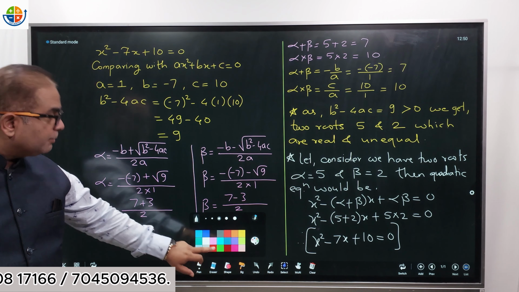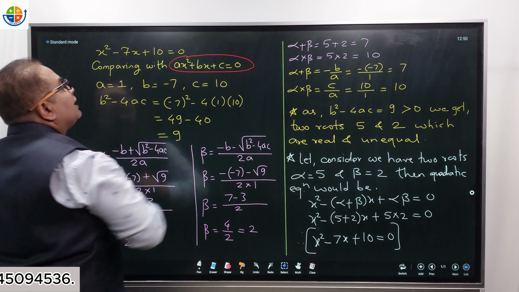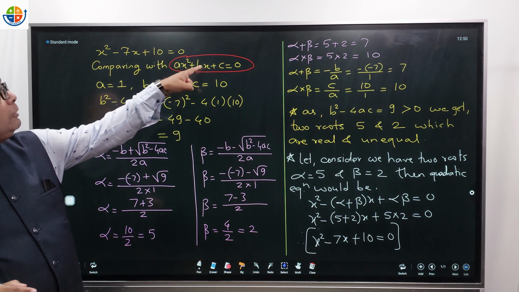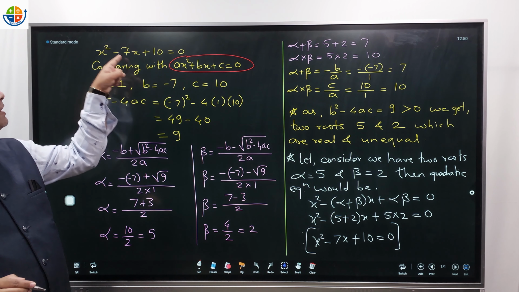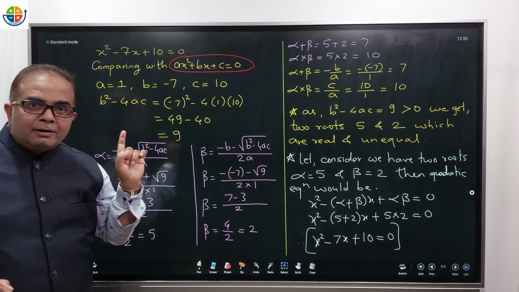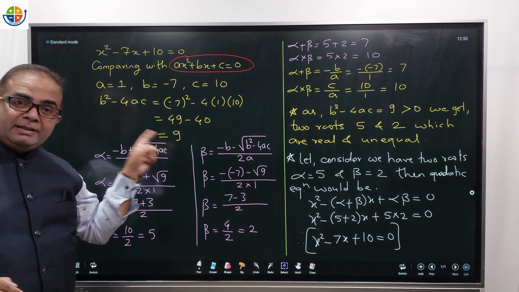This is my general form, right? So with this, I got the value of a as 1, the value of b is equal to minus 7, and the value of c is equal to 10. So if I find out b square minus 4ac, my answer is 9.